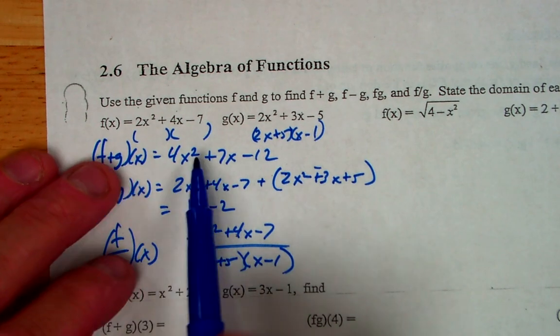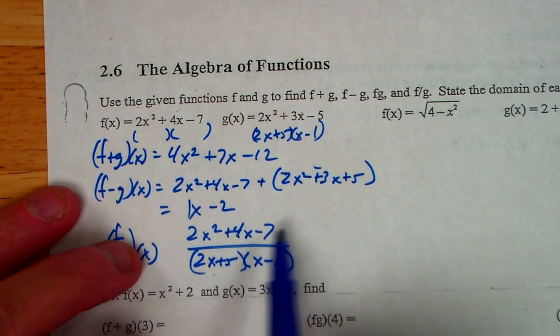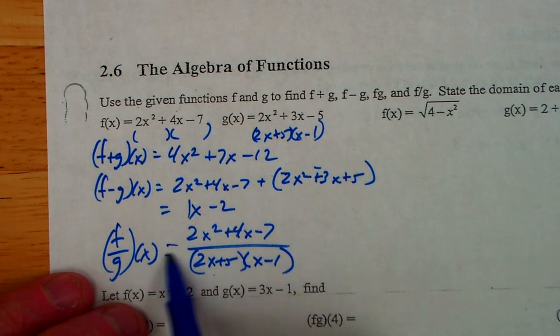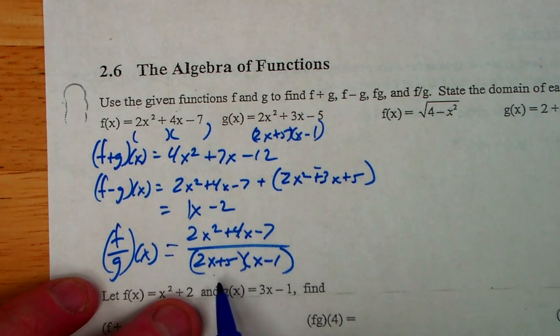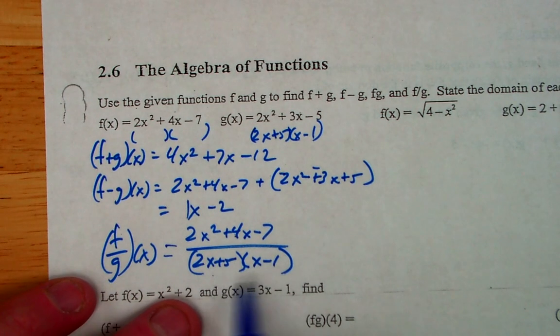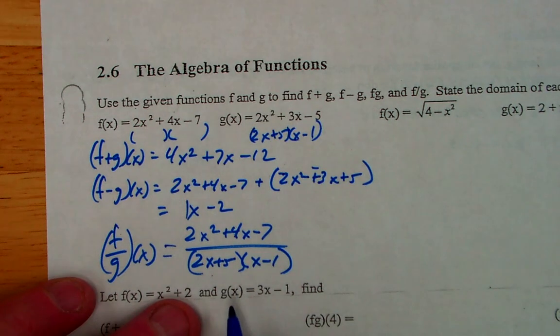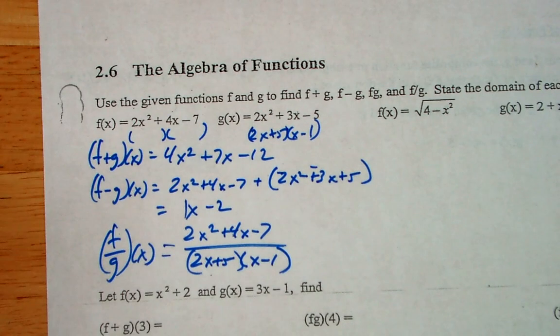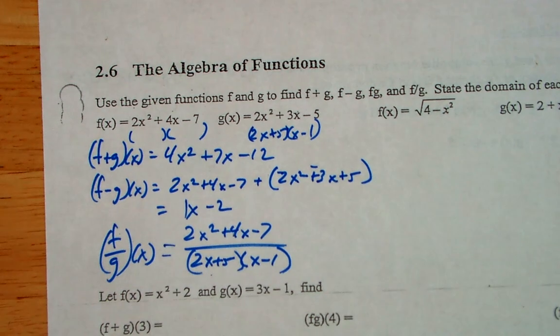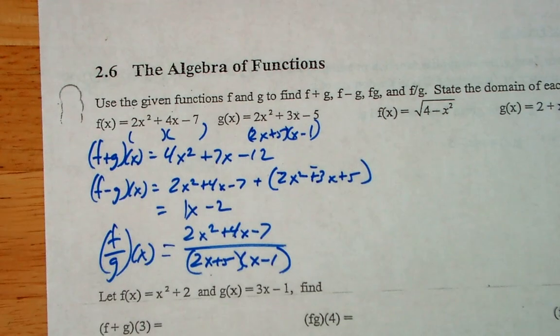So for the most part, all real numbers, all real numbers, all real numbers. But what's the problem here on f divided by g? What am I going to run into when I have a fraction? It can't be 0. What can't be 0? The bottom can't be 0. So we've got to find what numbers make the bottom 0 and toss them out.